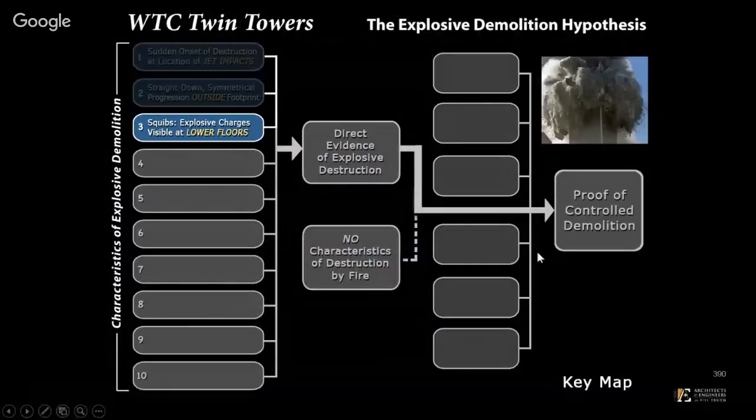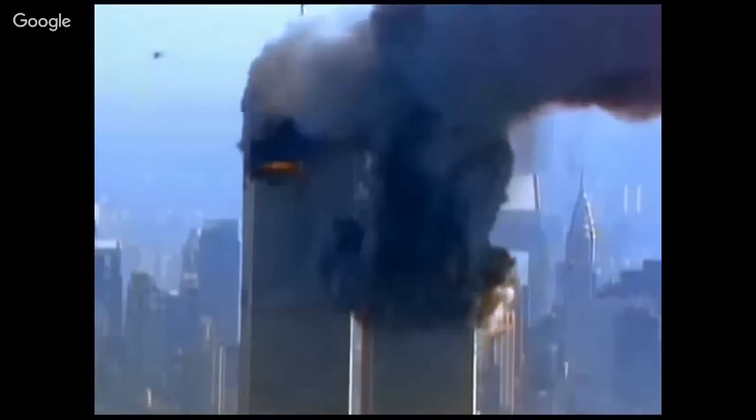Let's take a look at those laterally, freely flying structural steel sections. Let's look at this other piece of evidence called squibs, or isolated explosive ejections, occurring here, and even 60 stories below the zone of destruction, coming down, marching down toward it.